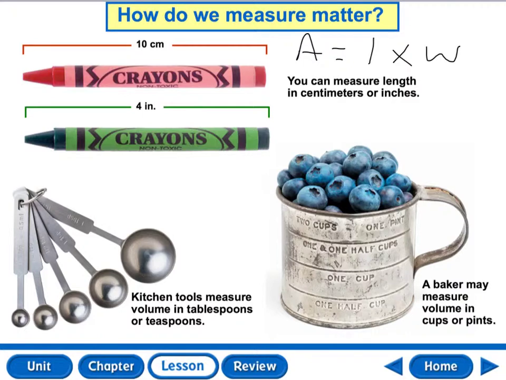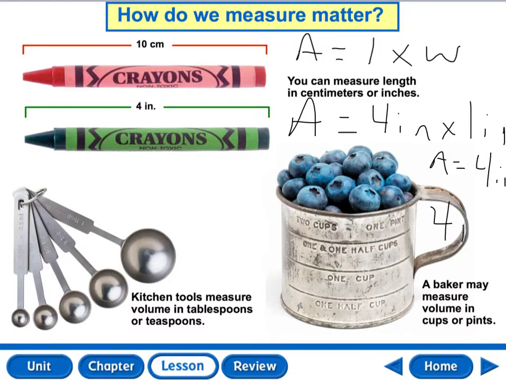For example, if we want to find the area of the crayon, you would say area equals, and we'll fill in the blanks, the length would be 4 inches times, let's say it's 1 inch wide, 4 times 1. Area equals 4 inches squared, because you have inch times an inch, so they're inches squared. Easy to find area.